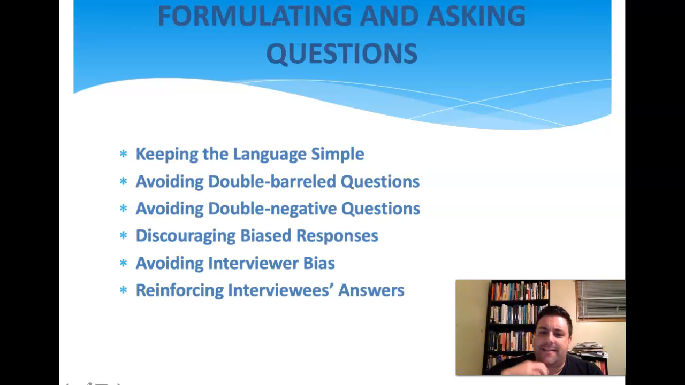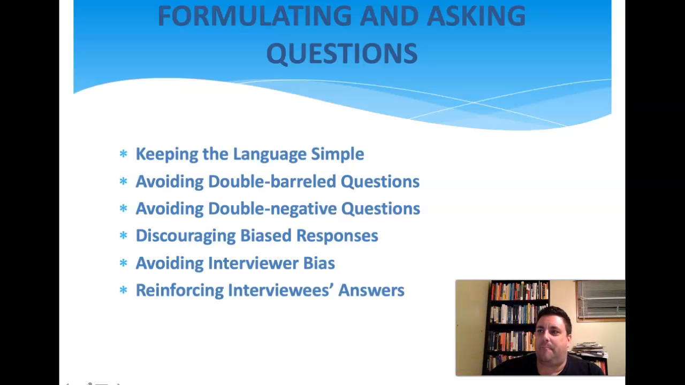So lots of things to think about when you're creating questions for interviews. Keep the language simple. Avoid double-barreled questions. Double-barreled questions ask about two things. So something like, are you worried about climate change and gun control? That's a good example of it because it asks about two things. The way to fix double-barreled questions is simply to break it into two questions. So tell me what you think about climate change. It's one question. Tell me what you think about gun control. That's a second question.